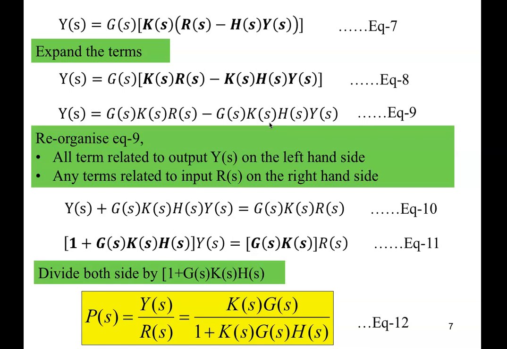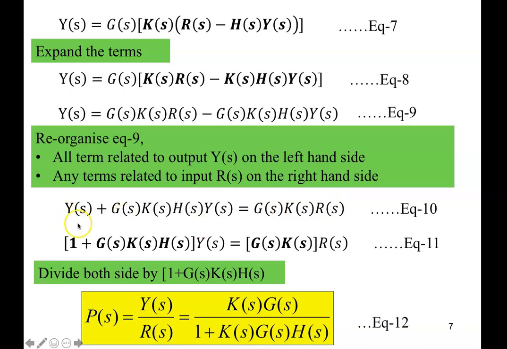And then we're going to reorganize equation number 9. We're going to put all the terms related to the output on the left-hand side of the equation. We're going to leave any terms that relate to the input Rs on the right-hand side. So all I need to do is basically move this term onto the left. So negative becomes positive: Y plus G times K times H times Y equals G K R.